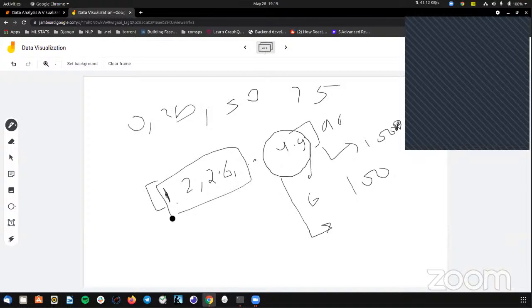And the quantiles are nothing but the ranges, like the 25th that we saw, the 50th and 75th, and 100, obviously.